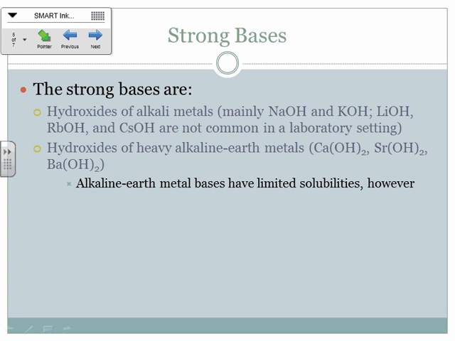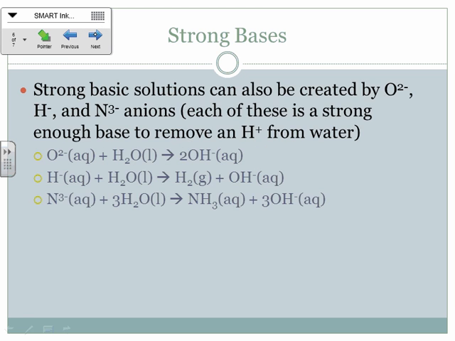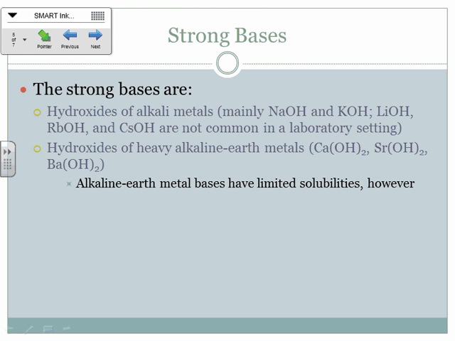Alkaline earth metal bases have limited solubilities, however. Okay, that's what we just talked about. So honestly, probably the best strong bases to use would be sodium hydroxide and potassium hydroxide. Okay, because those are going to be very soluble in water. Because as we hopefully remember from our solubility unit, alkali metals never precipitate with anything, right?